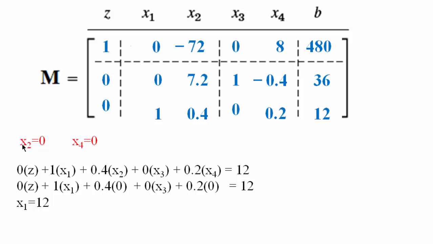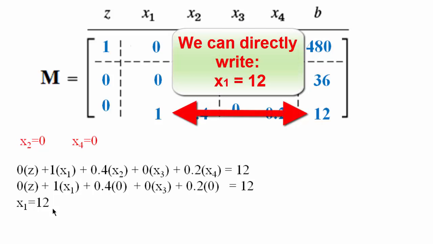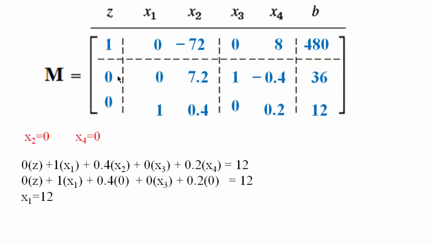And since we have x2 and x4 equal 0, we substitute x2 with 0 and x4 with 0. So we can see this term is 0, this term is 0, this term is 0, and this term is 0. So we have 1x1 equals 12, or x1 equals 12. Now we are going to do the same with equation 2, or row 2.